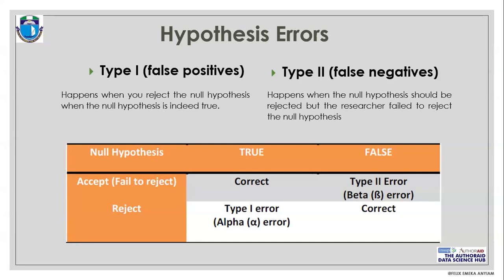So a type 2 error happens when the null hypothesis should be rejected, meaning you found a significant association. Because you found a significant side effect, you should have rejected the null hypothesis that says there's no significant side effect, but there was. But what did you do? You tweaked the data.